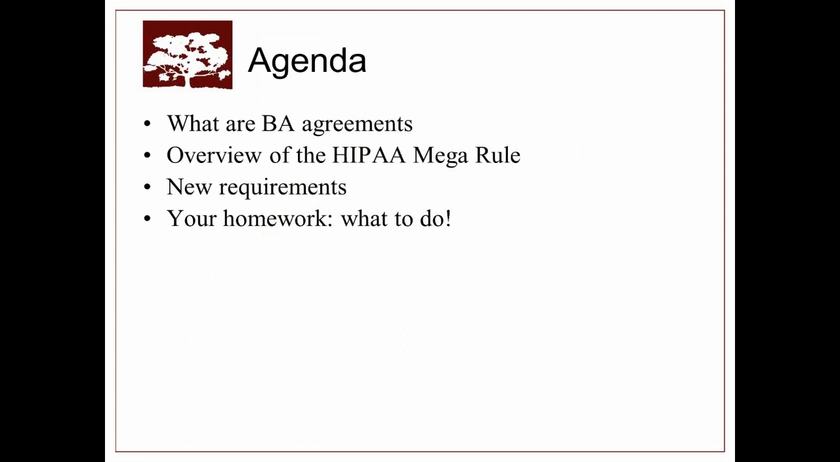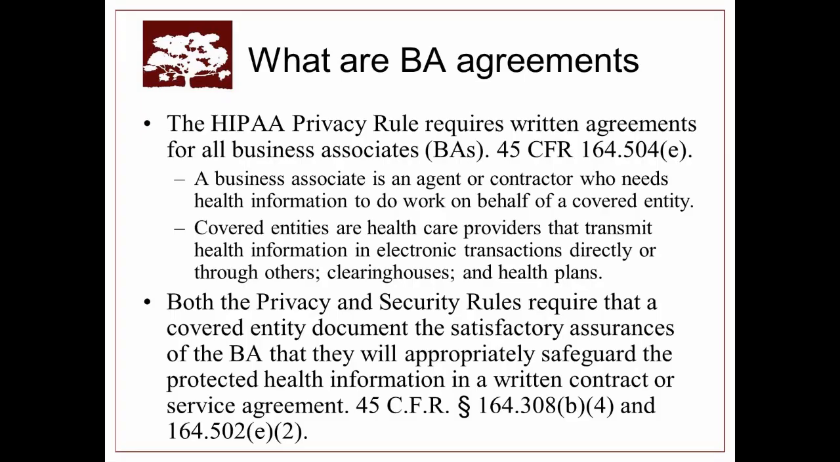So let's get started. What we're going to cover today is regarding just BA agreements. We're going to cover what is a business associate agreement. I'll give you a brief overview of the HIPAA Mega Rule and specifically what it has to do with the business associate agreements. I'll go into the new requirements and then give you some homework. So in 15 minutes, you are going to get the best crash course, hopefully, that you can get on this. So let's get down to business.